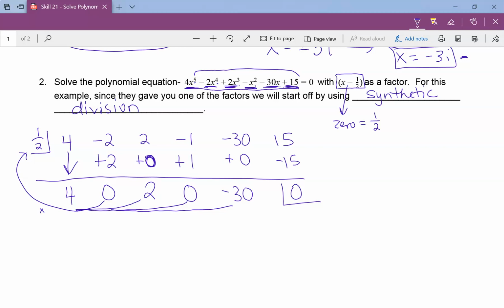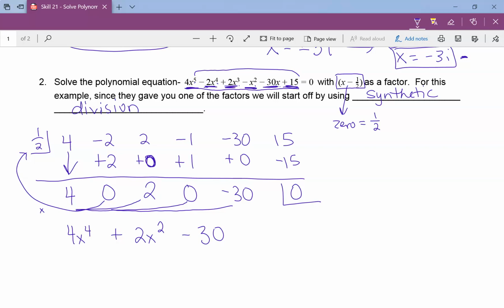So this polynomial ends up being 4x to the 4th plus 2x squared minus 30. Now I know you might be thinking, why didn't you write the things with the zeros? Well, that's because those terms, when we look at this polynomial, will just confuse us.